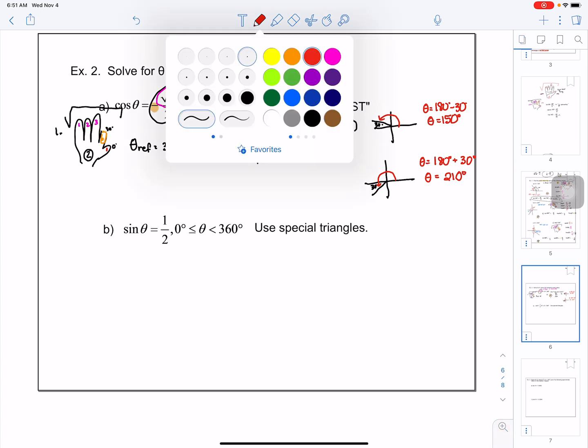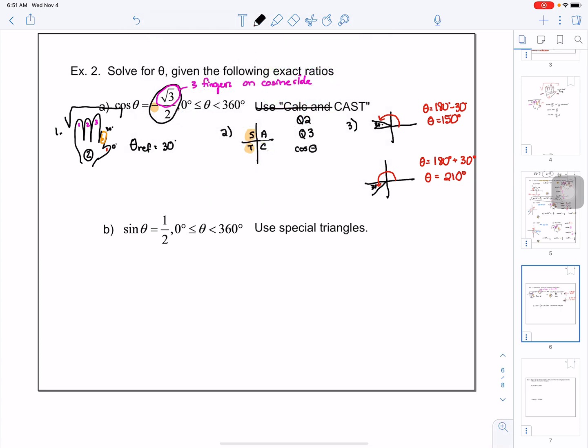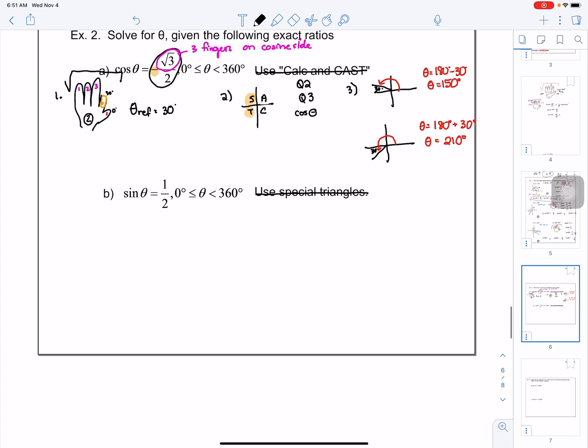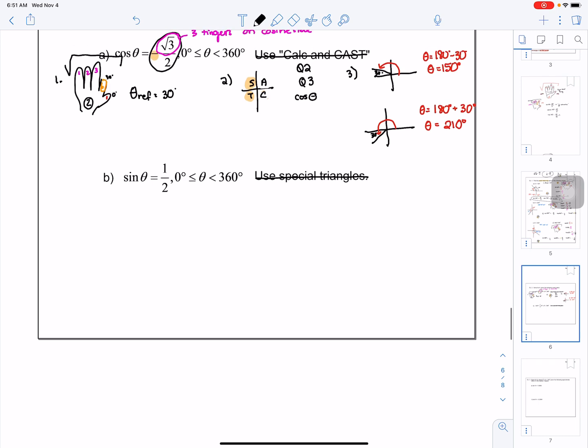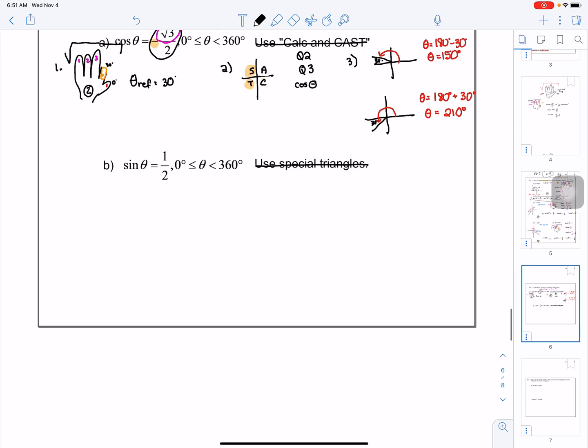Now, over here, I'm just going to ignore use calculator and CAST, use special triangles. I'm going to use my finger trick because that's what I like to do. And I'm hoping that's what you like to do. I know you guys as a class do work very well with visuals, so this is really good. In the next question, I'll show you how to use your calculator. So let's start again. We draw our hand out.